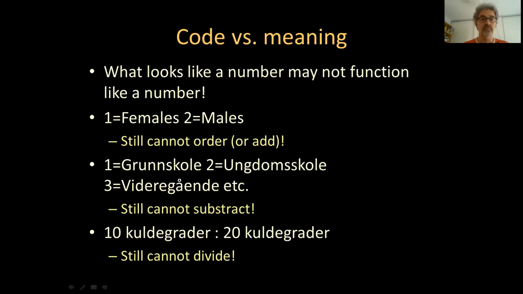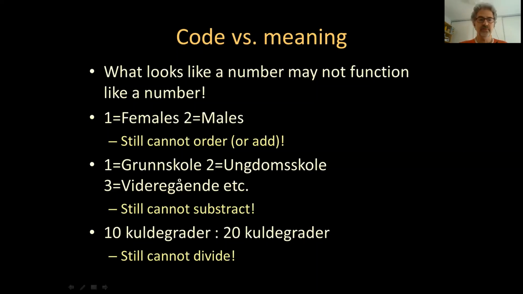You can do the same with education level. So you can have 0 for no education, 1 for grundskole, and so on. These look like numbers. You're going to get a variable with something that looks like numbers, but they're not numbers. They are labels for the categories that have the form of a digit. You still cannot subtract or divide these things.